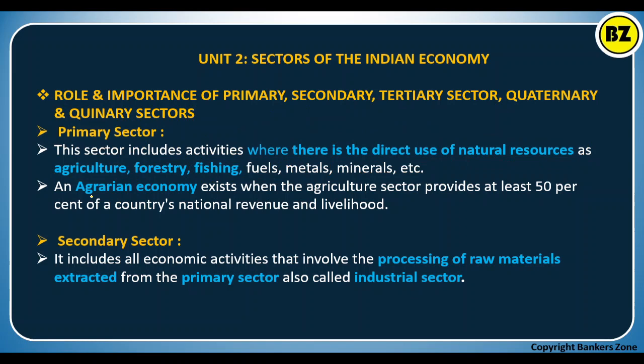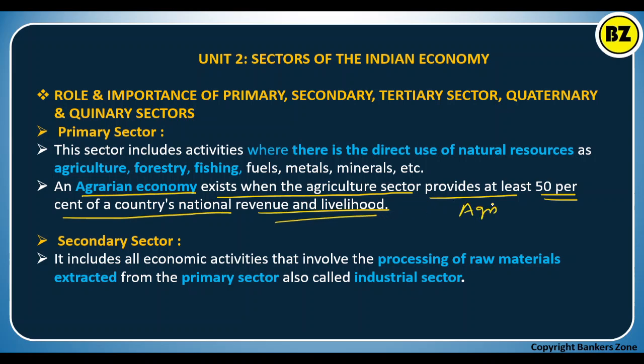Now, an agrarian economy exists when the agriculture sector provides at least 50% of the country's national revenue and livelihood. That means if the contribution of a sector, for example agriculture, is 50% or more, then we can call this economy an agrarian economy.